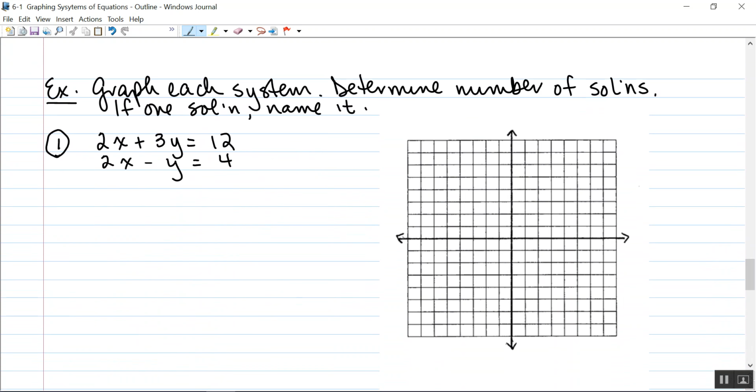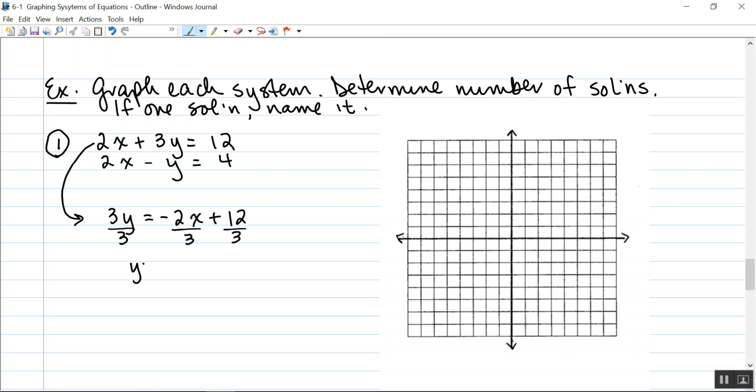So we have the lines 2x plus 3y equals 12, and 2x minus y equals 4. In order to graph these, we need to turn them into slope-intercept form. So I'm going to solve each one for y. For the first one, I'll subtract 2x from both sides, and that will give me 3y equals negative 2x plus 12, and then dividing each side by 3.